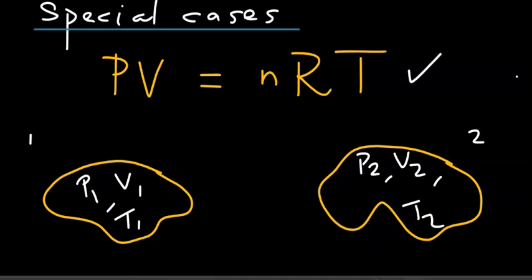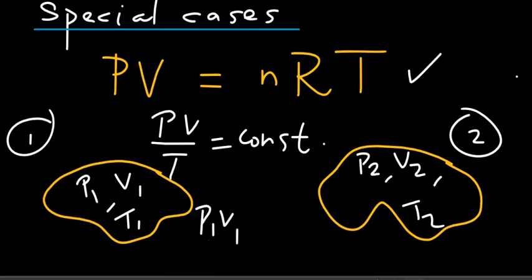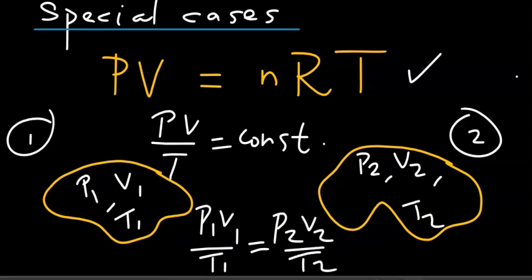So the ideal gas law obviously states the following ratio is a constant, meaning the pressure, volume, and temperature of the two states can be related in the following manner. P1 V1 over T1 equals P2 V2 over T2. Let's look at the first problem.